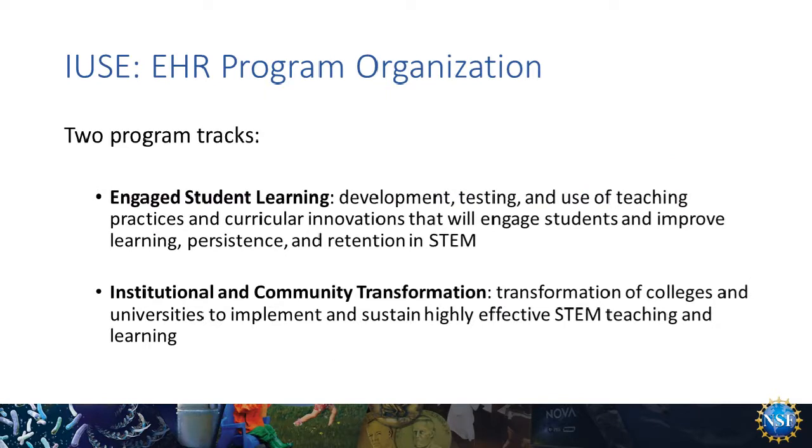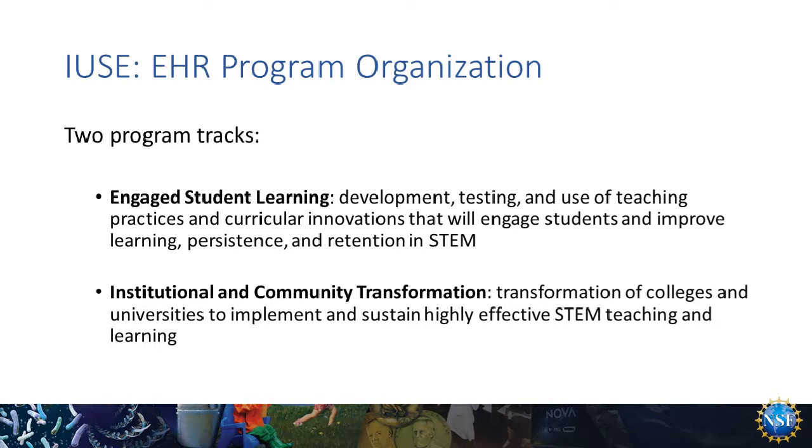The two program tracks are engaged student learning and institutional and community transformation. The engaged student learning track really focuses on the development, testing, and use of teaching practices and curricular innovations to engage students and improve their learning, persistence, and retention in STEM. So this really is a track that's focused directly on the students. It can either be a direct interaction with the students, or it can be an indirect focus through something like faculty professional development that would still end up impacting student learning, persistence, and retention.